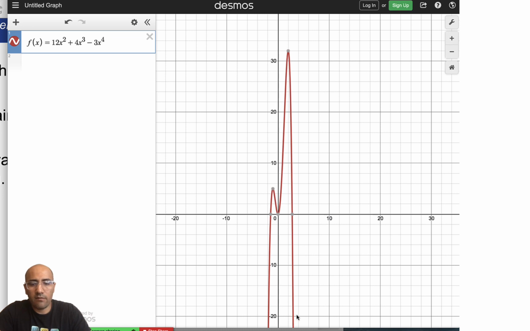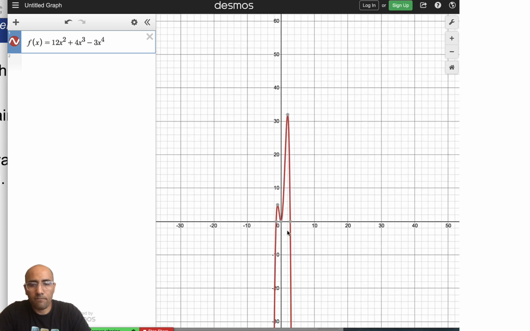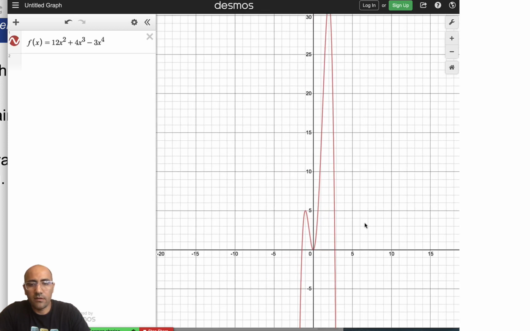And it keeps going on that way forever. So I know the domain is all real numbers. But for the range, I could tell that the biggest value this could ever be is described by that value right there. So the range is everything below that. Everything below 32 is the range, where the domain is all real numbers. It might look better if I zoom in.